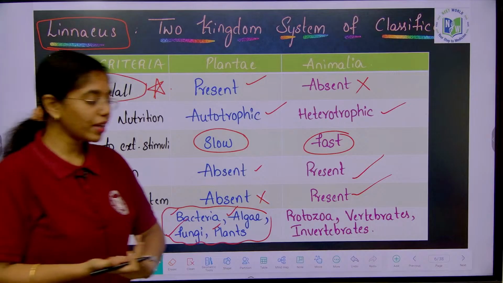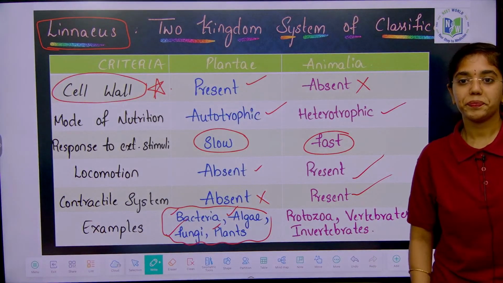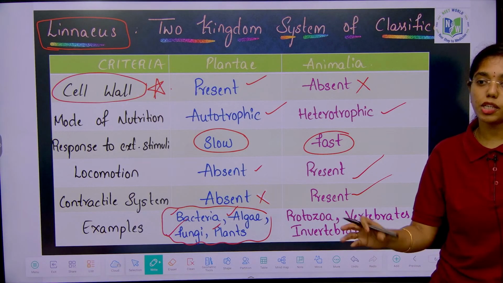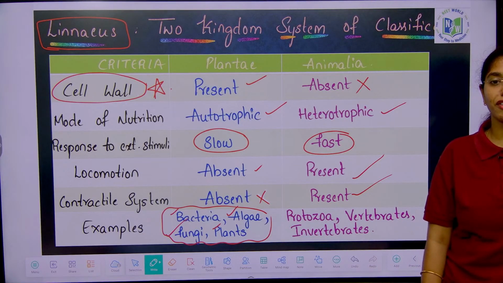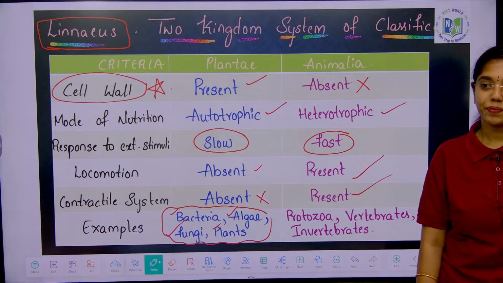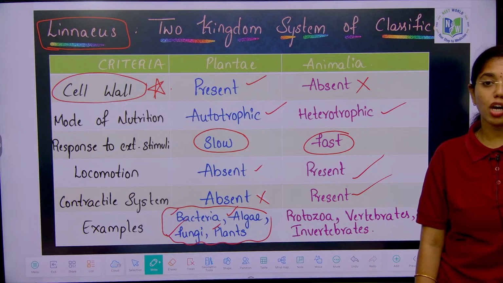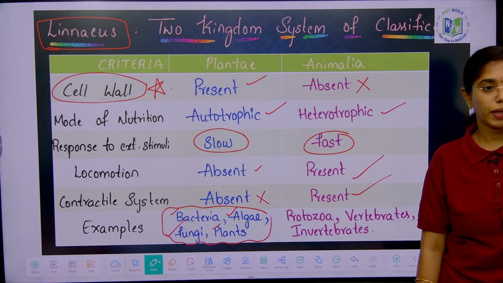You tell me, is blue-green algae a prokaryote or eukaryote? Why? How? What is the criteria that you are considering and keeping it as prokaryote? And second question for you people, is blue-green algae autotrophic or heterotrophic? Autotrophic. Why? How? Presence of what pigments? Chlorophyll pigments. Where are they present?